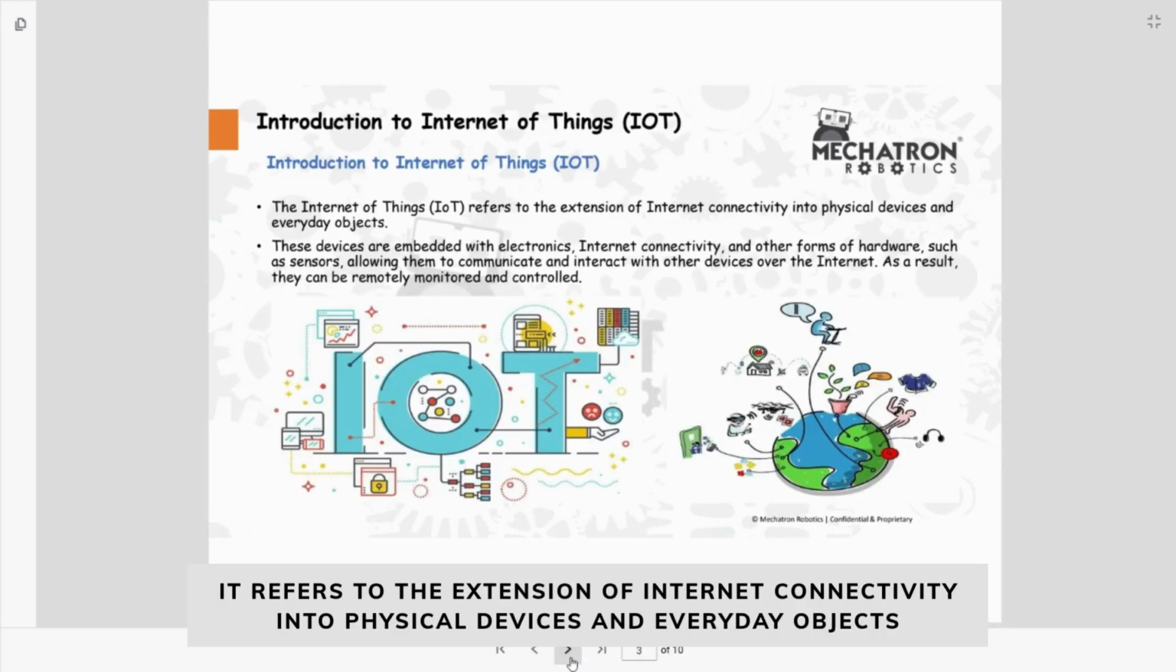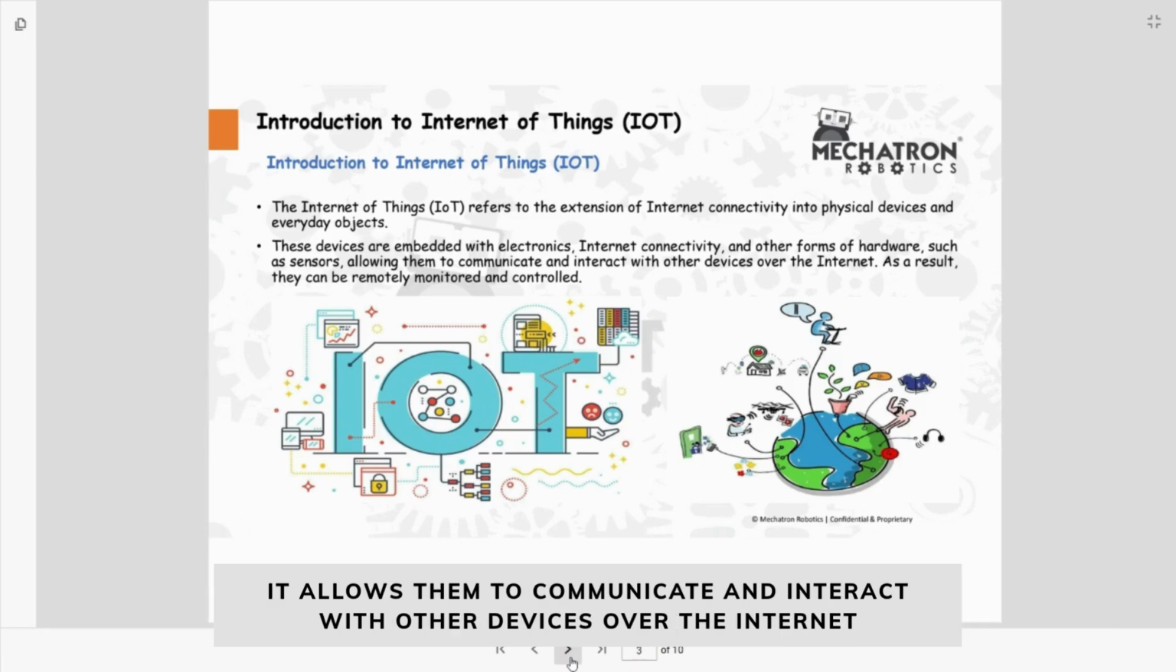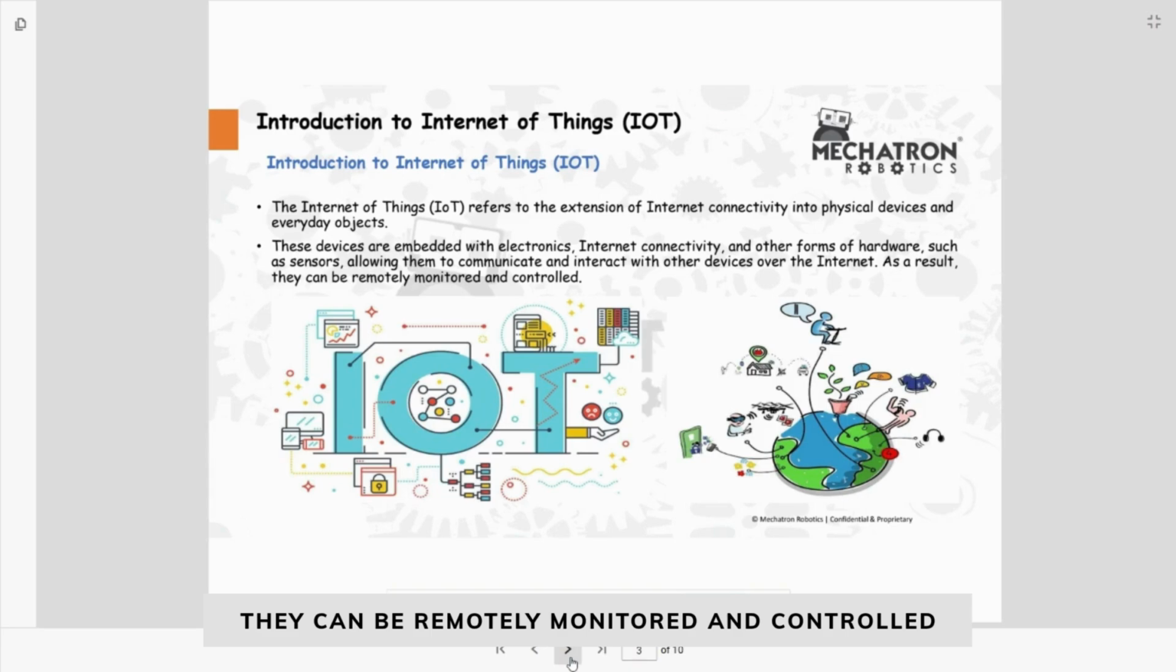So Internet of Things, that is IoT, refers to the extension of internet connectivity into physical devices and everyday objects. These devices are enabled with electronics, internet connectivity and other forms of hardware such as sensors. It allows them to communicate and interact with other devices over the internet. As a result, they can be remotely monitored and controlled.